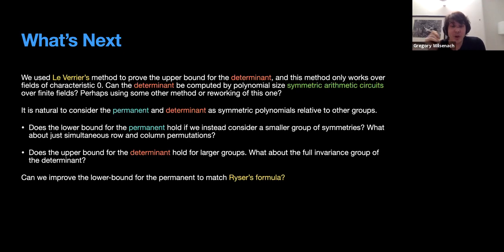And can we improve the lower bound for the permanent to actually match Ryser's formula? That would be really neat, to show that Ryser's formula, this natural approach, is really the best possible symmetric circuit for computing the permanent. And so that's it. I hope I didn't go too long. That's the end of the talk. Any questions?